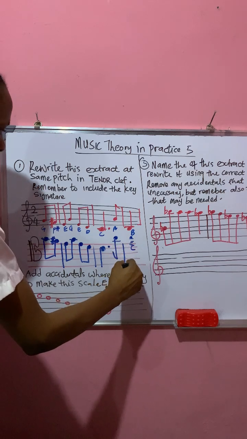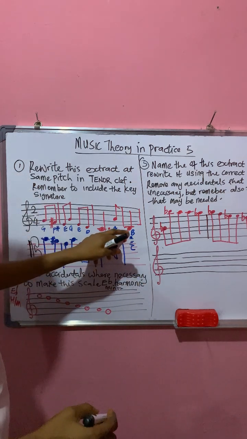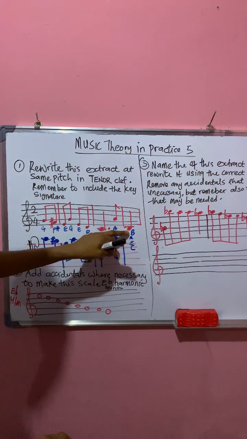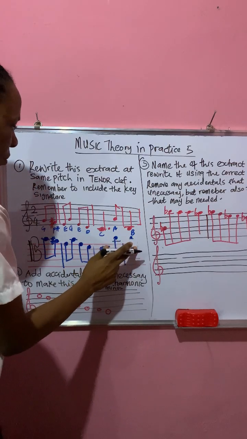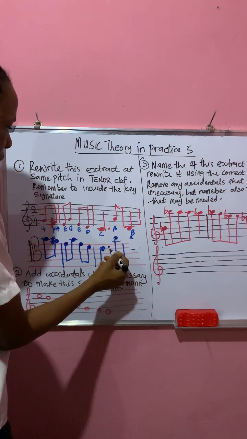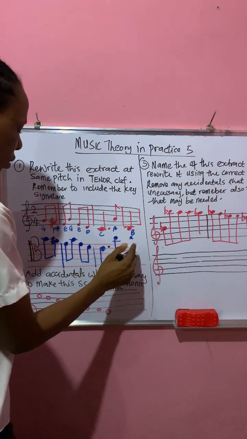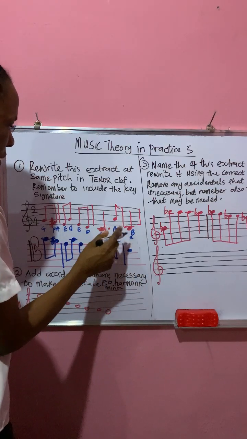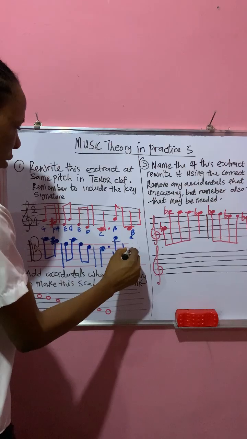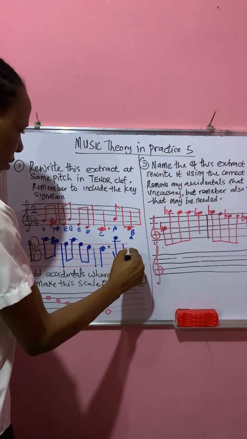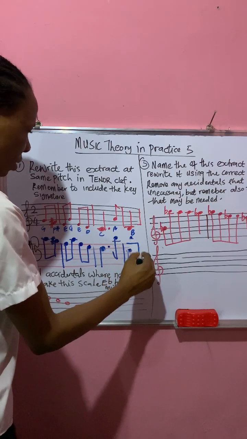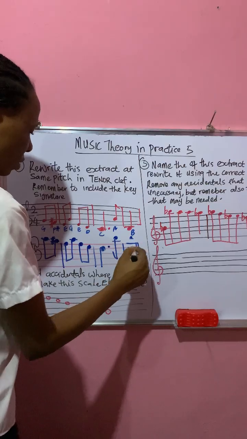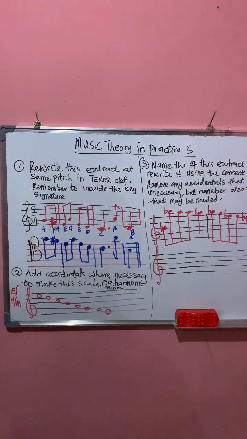All right. And then we have B. If the C is the line 4, that means B is going to be the space before the C. Because this note is before the C, B is going to be the space before the C. So with this knowledge now, you're done with your question number 1.